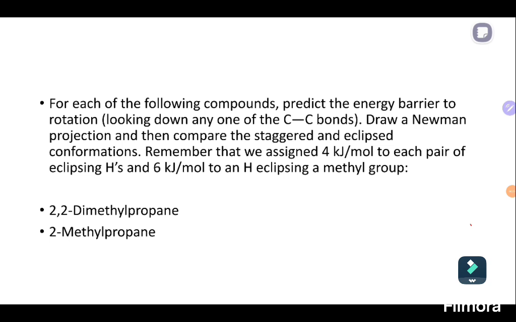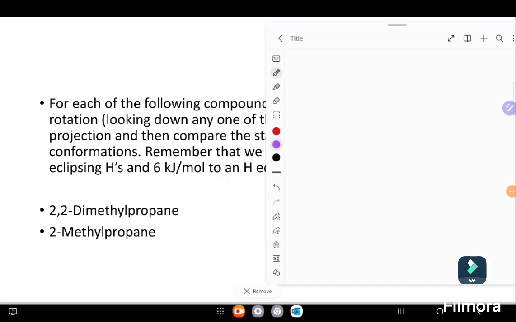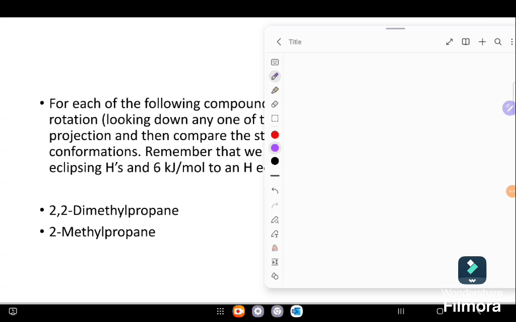So here on this slide, we are asked to apply that knowledge that a methyl-hydrogen overlap requires 6 kilojoules per mole to overcome the barrier of rotation, and a hydrogen-hydrogen overlap requires 4 kilojoules per mole. We are asked to consider the following 2 molecules, 2,2-dimethylpropane and 2-methylpropane, and to determine what the energy barrier to rotation is for looking down any one of the C-C bonds. So this question is essentially asking you to draw one of the molecules, or both. We'll draw one of them though.